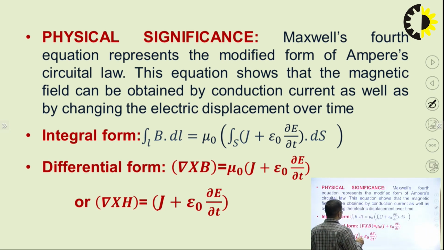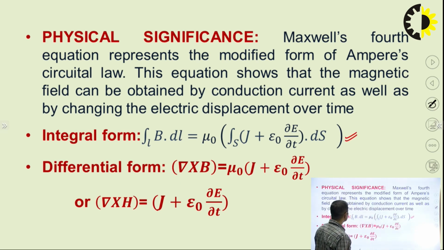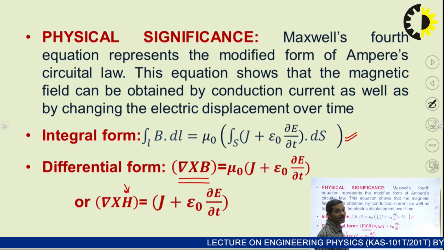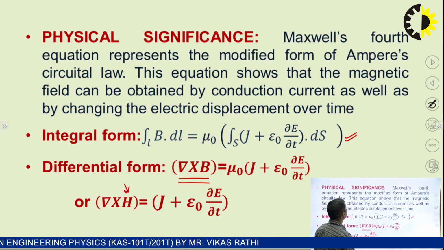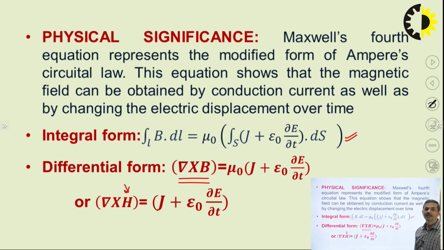Now the integral form, as we have already found, is the line integral of B dot dl over a closed curve C equal to mu naught times the surface integral over a surface S of J plus epsilon naught dE by dt dot ds. And the differential form, as we have already found, is del cross B equal to mu naught J plus epsilon naught dE by dt, or in terms of H vector, del cross H equal to J plus epsilon naught dE by dt. So this is all about Maxwell's fourth equation, which is basically the modified Ampere circuital law.